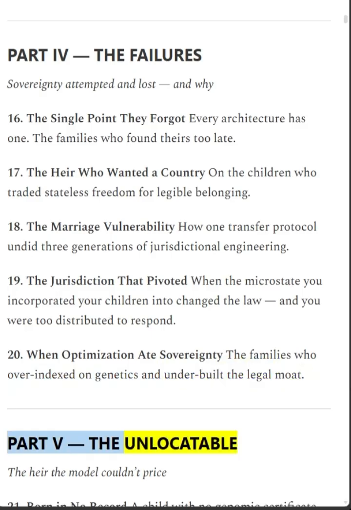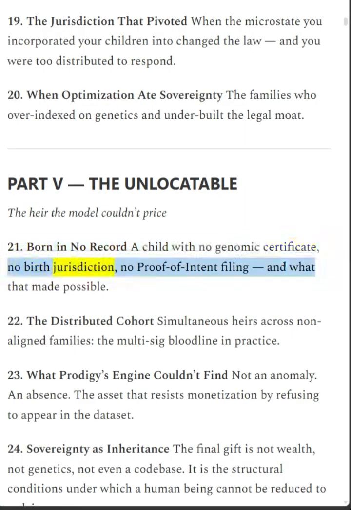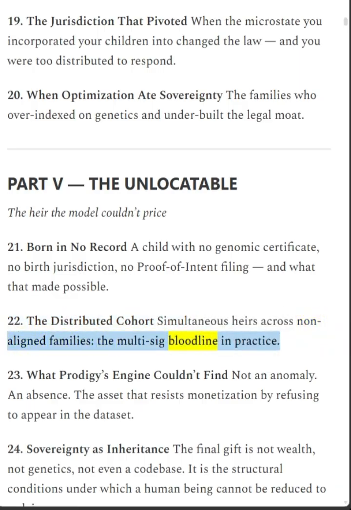Part 5, The Unlocatable. The heir the model couldn't price. 21. Born in no record: a child with no genomic certificate, no birth jurisdiction, no proof of intent filing, and what that made possible. 22. The distributed cohort: simultaneous heirs across non-aligned families, the multi-sig bloodline in practice. 23. What Prodigy's engine couldn't find: not an anomaly, an absence, the asset that resists monetization by refusing to appear in the dataset.